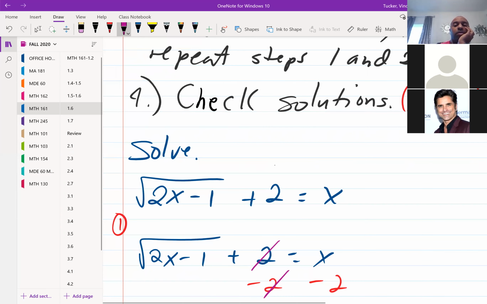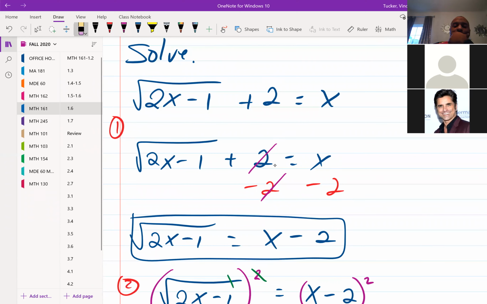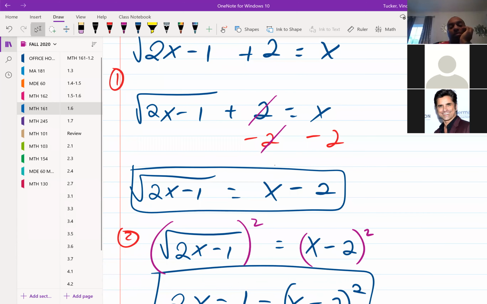2's cancel. That leaves us with the square root of 2x minus 1 equal to x minus 2. All right. Could have left that. Next step, we're going to square both sides so that your square and square root will cancel.